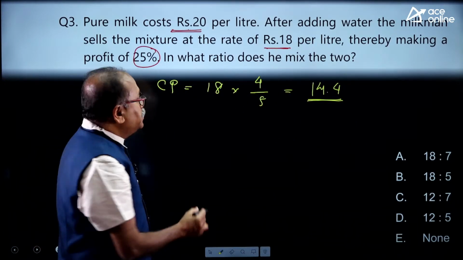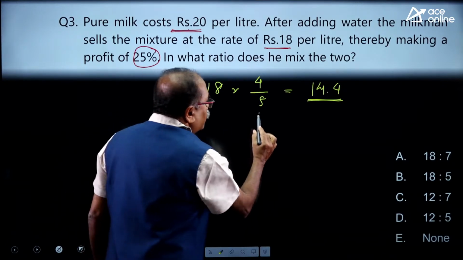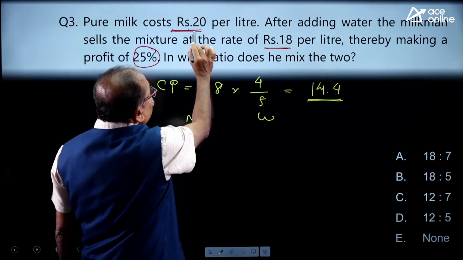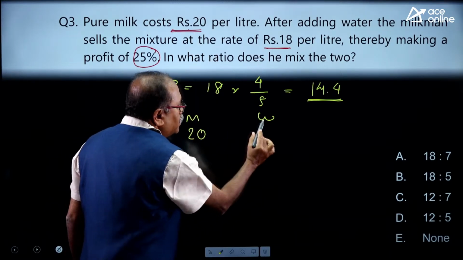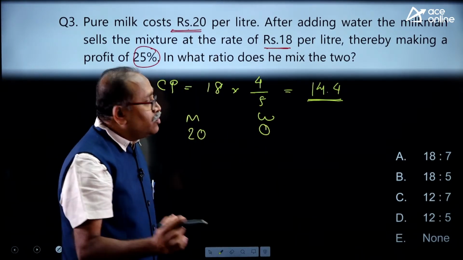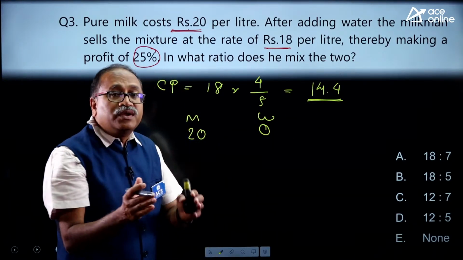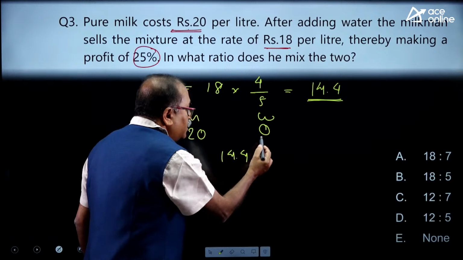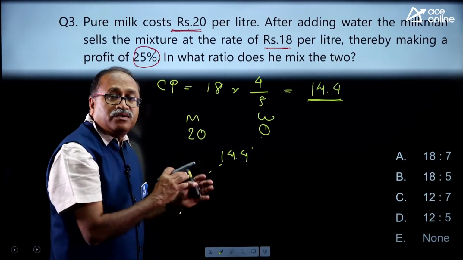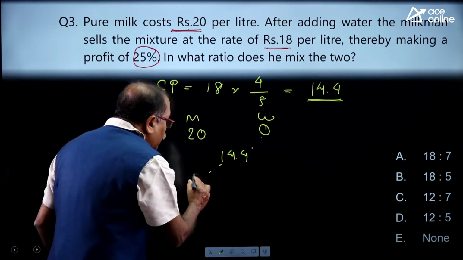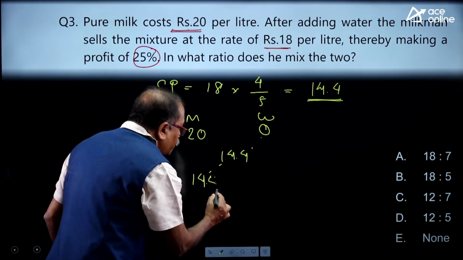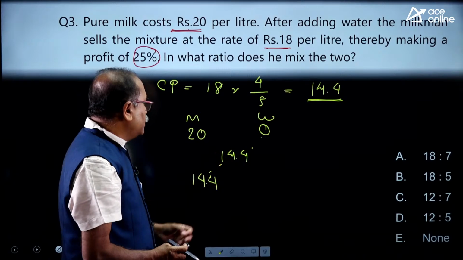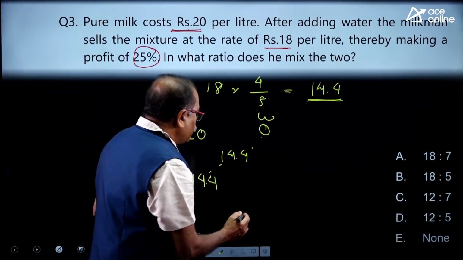Now come to the next stage where we have the milk, we have water and we have the overall cost price. So what is the cost price of the milk? It is given as 20 and the cost price of water will be 0 and we have 14.4 as the mean price. Can I get the ratio over here by using the alligation mixture method? So I am getting 14.4 here and the difference over here is how much? 6 and 4, that is 5.6.